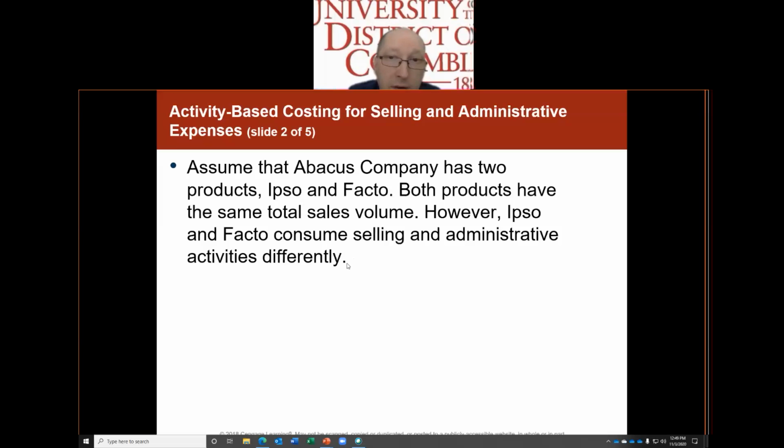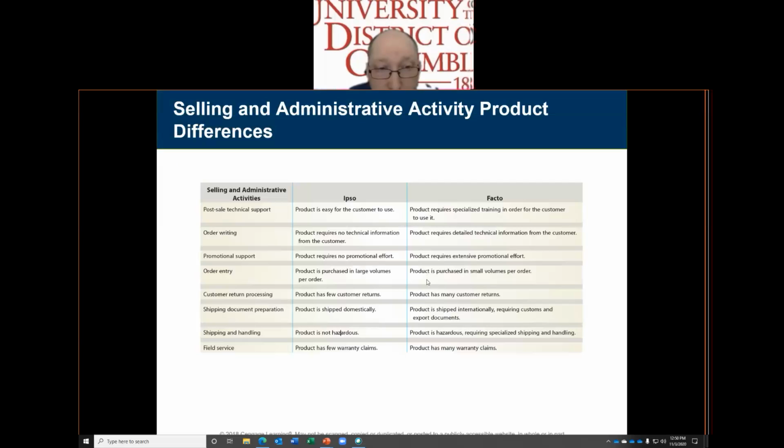Okay, so let's look at it from another perspective. We have this company that produces 2 products. Both products have the same total sales volume. However, the 2 products' selling administrative expenses are different. The reason why selling administrative expenses can be different for a product is because of various activities that are involved.